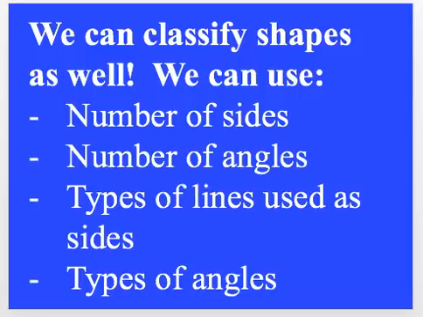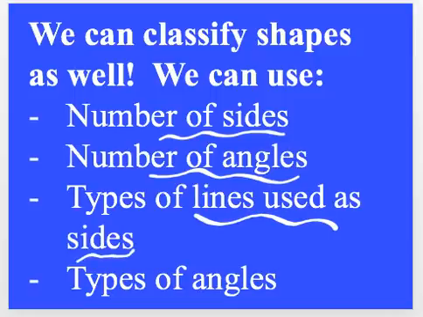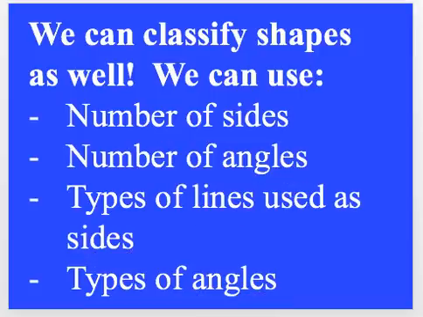So we can actually classify shapes as well. And the way that we classify shapes is we pay attention to their number of sides. We look at their number of angles. And sometimes we look at the types of lines that are used as sides, and sometimes we look at the type of angles that are given. We will talk about those different things, but different from the fruits and vegetables, which we could group into so many different categories, shapes are really just sort of specific to looking at their sides, their angles, and the types of sides and angles that we have.